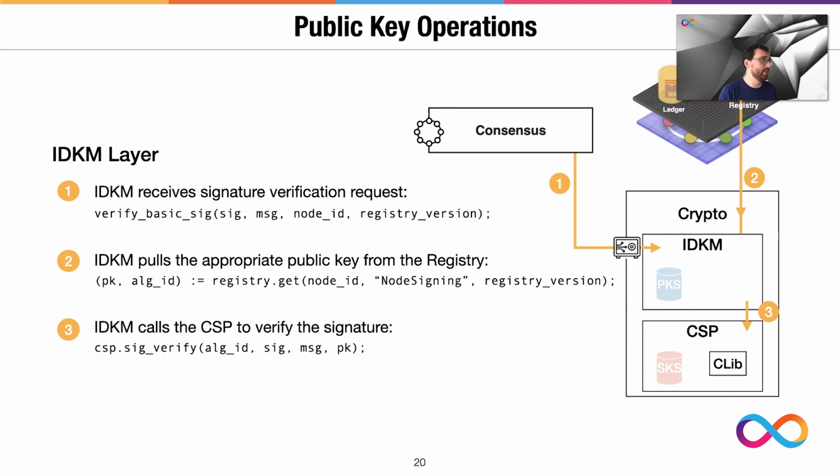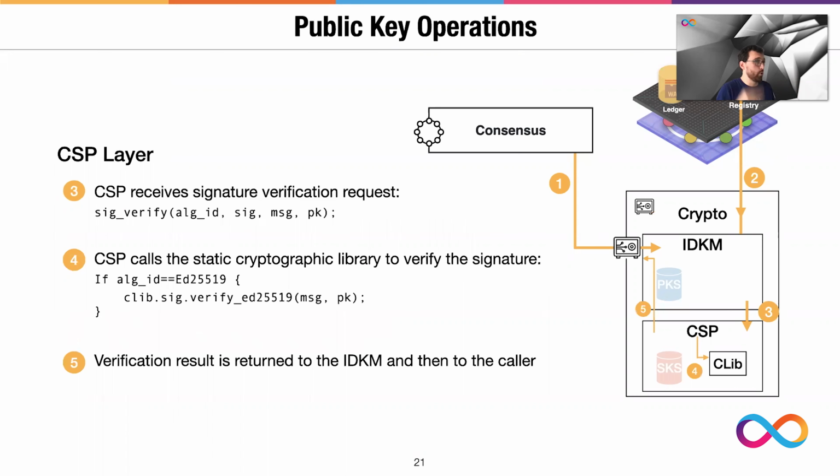At this point, the IDKM layer goes to the registry and tries to fetch the keys for the corresponding action. So the consensus layer would like to verify a basic signature, meaning not a multi or threshold signature. Therefore it will go to the registry and say, please get me the key and the algorithm ID for this specific node and for this specific registry version. And it will get these keys from the registry. Once the IDKM layer has retrieved the public key and algorithm ID, it can then call out to the crypto service provider, which is the internal layer of the crypto component, to perform the actual signature verification. So if you go one level down, in the CSP layer, the CSP receives the call from the IDKM.